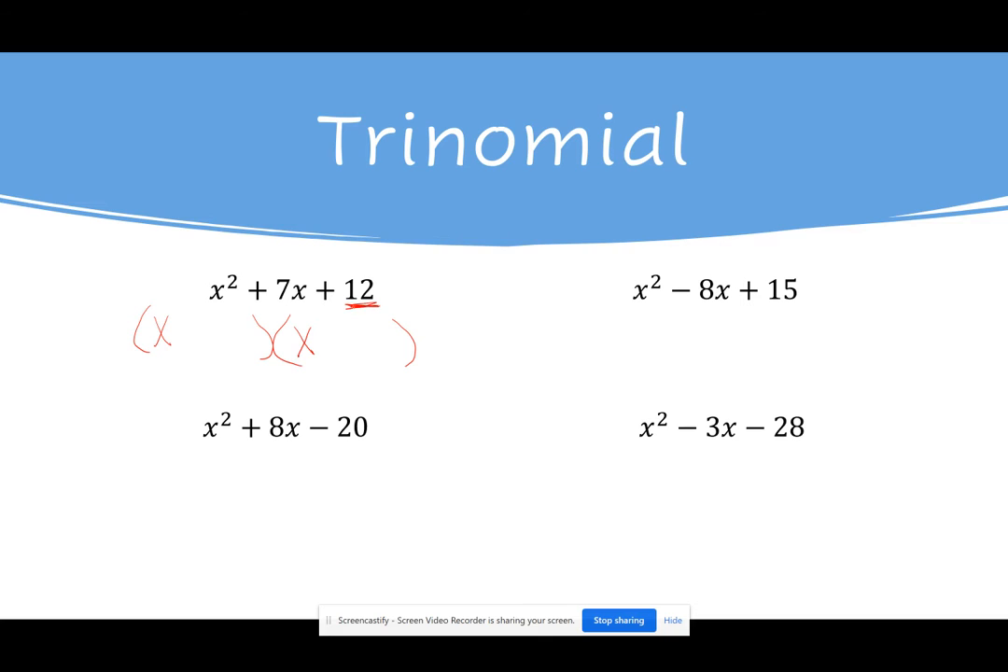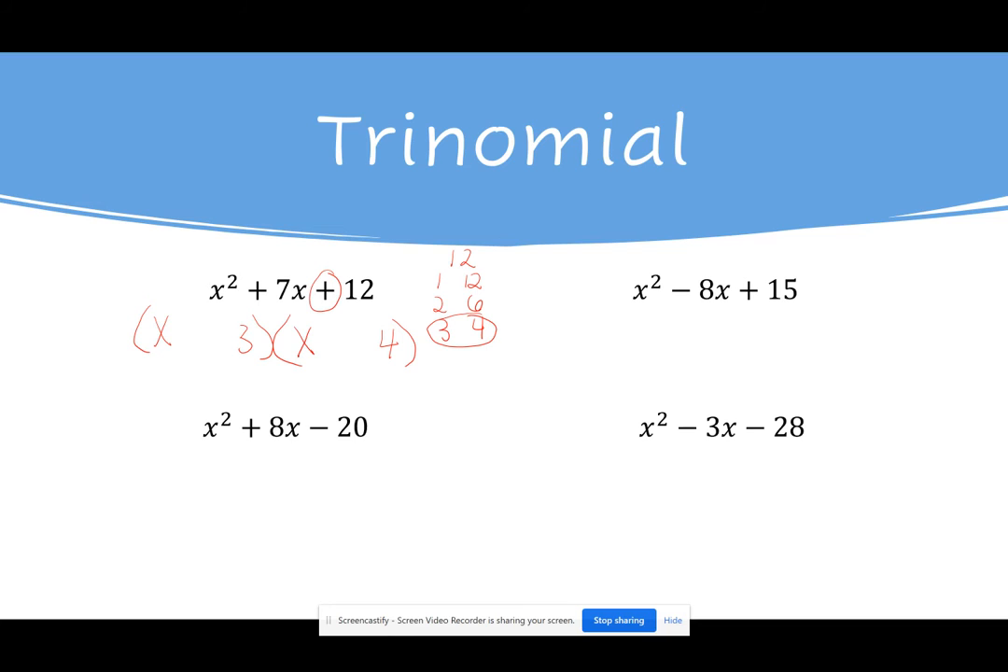We want two numbers that multiply to the last number. So two numbers that multiply to 12, and then add, or whatever the sign is, to the middle number. I always like to start out by just listing my factors of 12. So we have 1 and 12, 2 and 6, 3 and 4. And then we want two that add to 7. So it'll be 3 and 4.